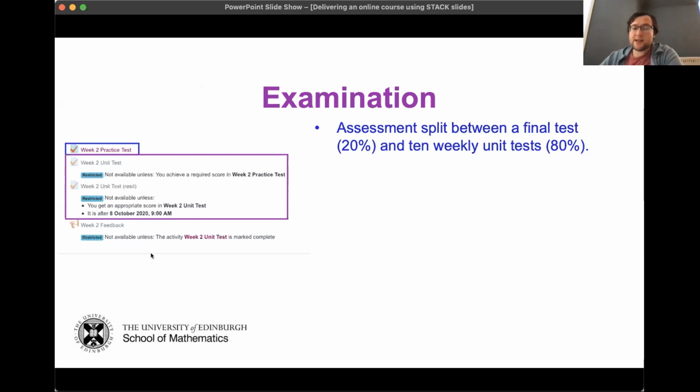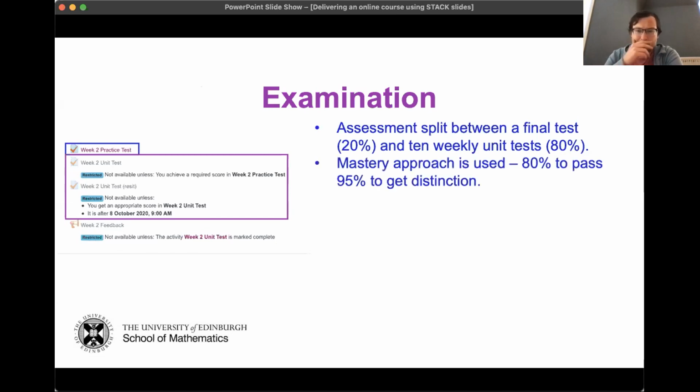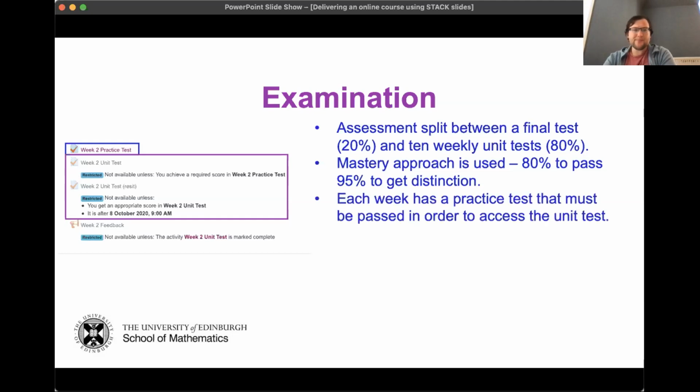Their final mark for the entire course was then taken as a weekly average of these 10 unit tests and a final test. The difference with the final test being that it covered questions throughout every week of the course rather than just the specific unit. Now, we used, as I say, a mastery approach to the grading, where we required 80% to pass that week's unit test and 95% to get a distinction. These were the only 2 grades that were available.